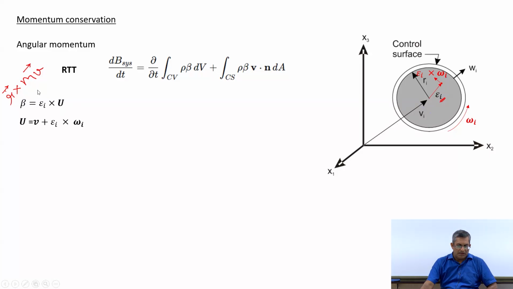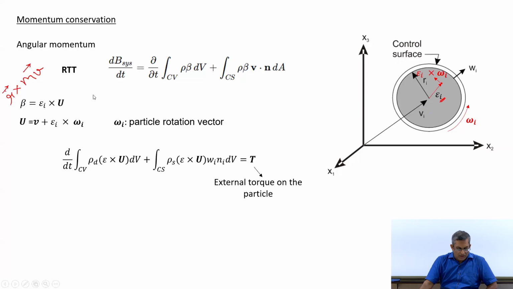Now we need to plug this into the transport equation. Yes, this is the particle rotation vector. Okay. So, now if we plug in this value here, we get this expression. Okay. I have just replaced beta with this. Now, what does the left side represent? Rate of change of angular momentum, and that should be equal to the torque on the particle.